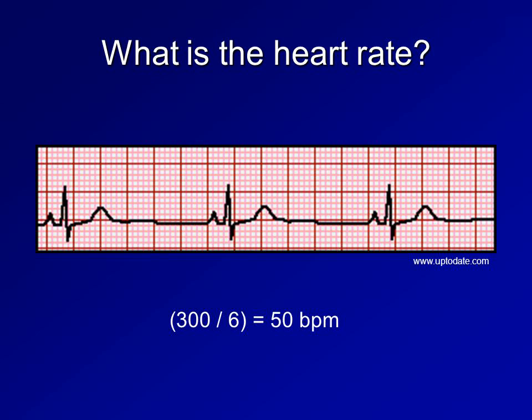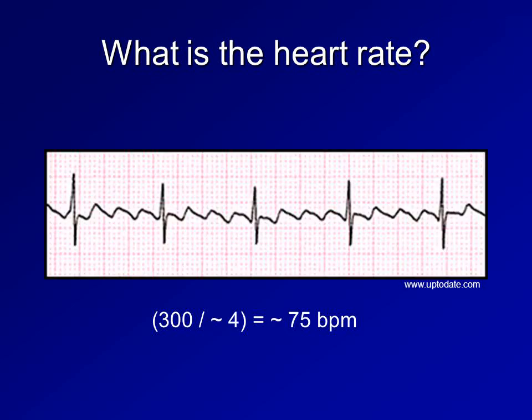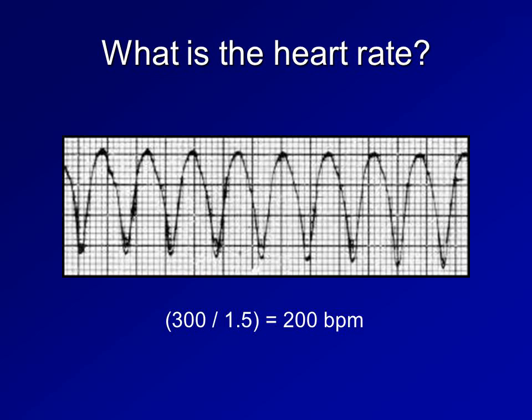300 divided by 6 equals 50 bpm. What is the heart rate? 300 divided by 4 equals 75 bpm. What is the heart rate? 300 divided by 1.5 equals 200 bpm.